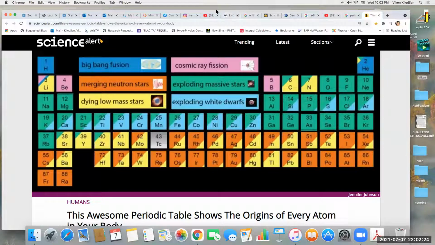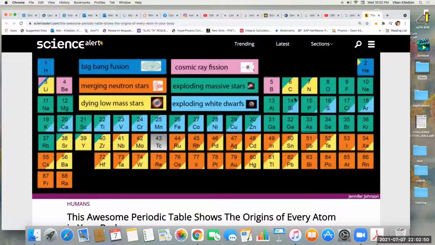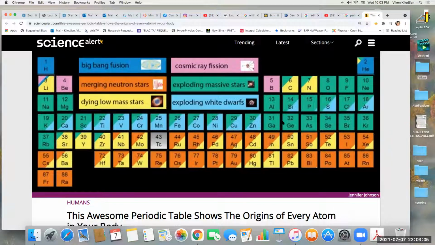Right? And then, exploding massive stars also produce fluorine, neon, sodium, magnesium, aluminum, silicon, without which we wouldn't have computer technology, right? Because it's all silicon-based technology. Those all come from exploding stars, along with sulfur, chlorine, argon, and all of these other materials. All the ones that are green, essentially.